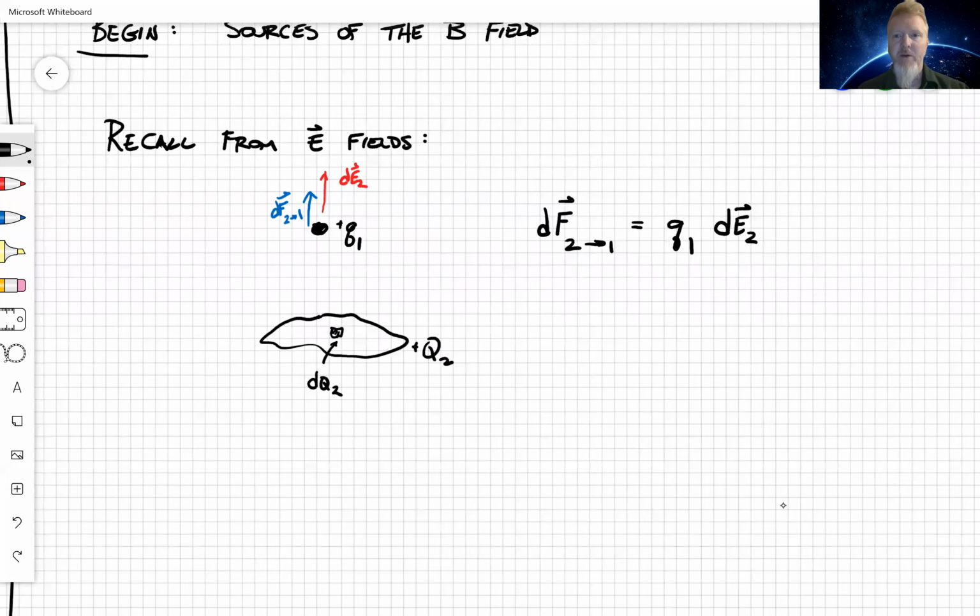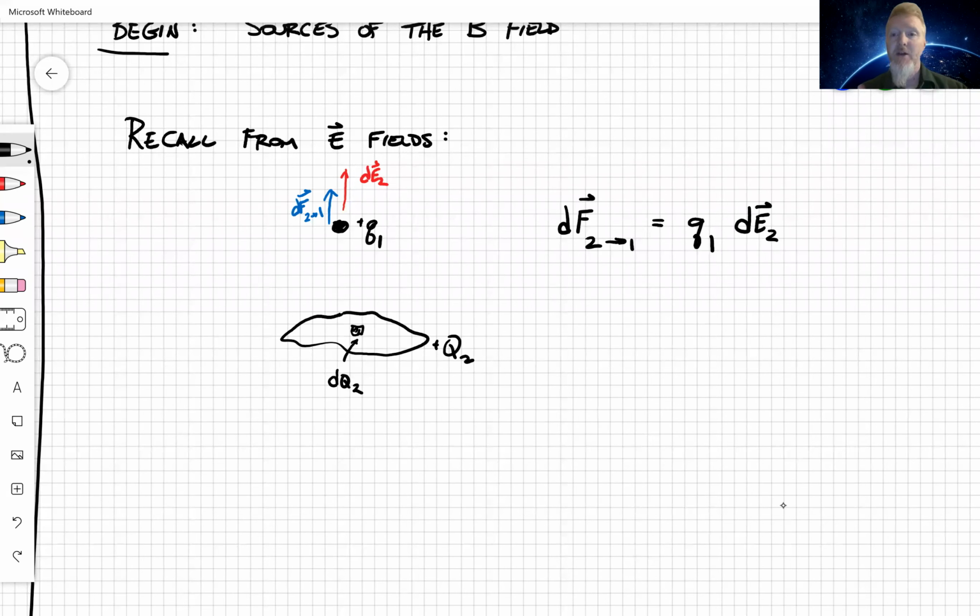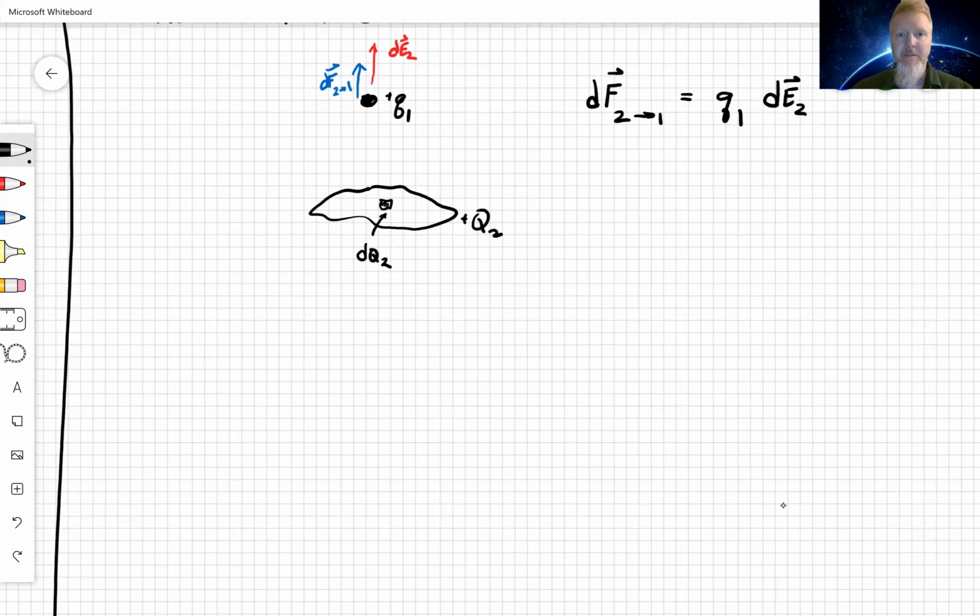And then we said, okay, well, if we want to find dE2, we can integrate over Q2 and add up all the little pieces of Q2 in order to find the complete force, or in the way we did it, we found the complete electric field. That is E2 at the location of Q1. All right. And then you can multiply and find what the total force is. Okay. So let's keep that in mind.